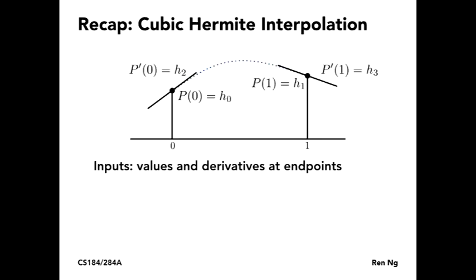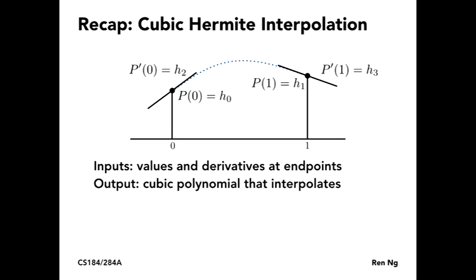So let's take a step back and recap where we have gotten to. We have four scalar quantities, h0, h1, h2, h3, that physically define the position and the tangent of the little curve segment that we want to get, and then P of t from 0 to 1 defines this little dotted curve here.